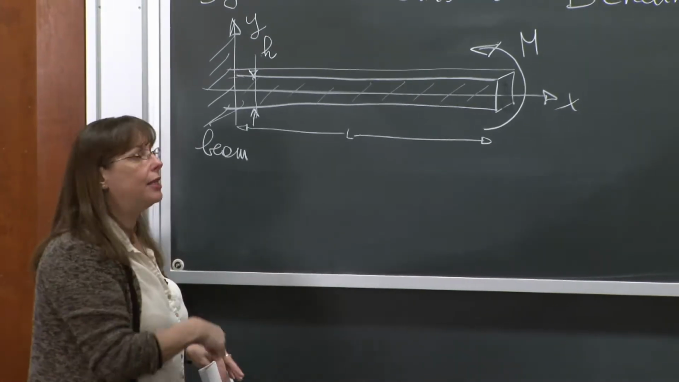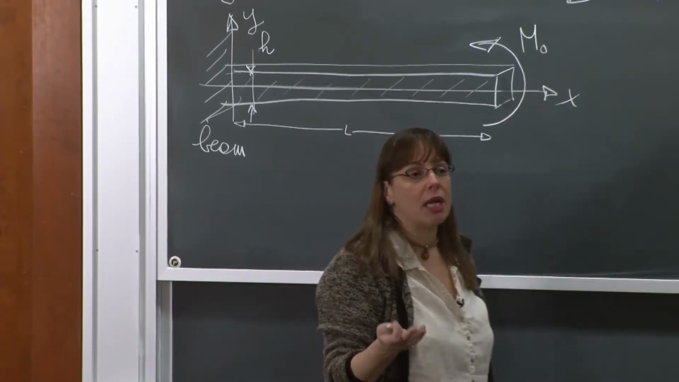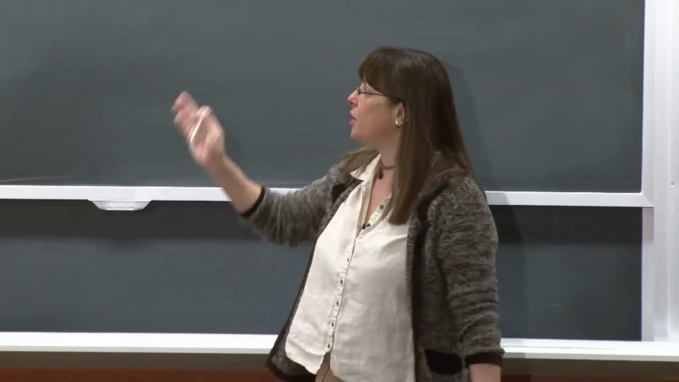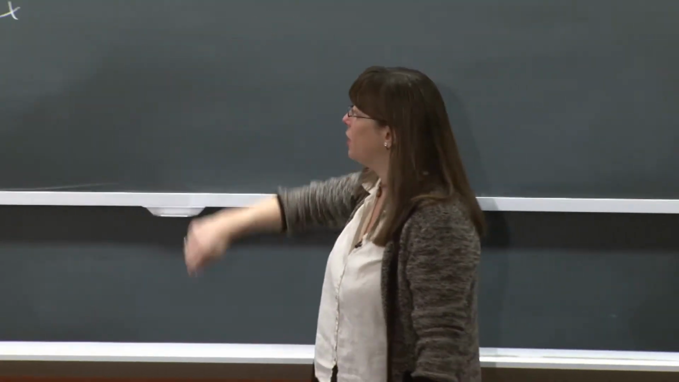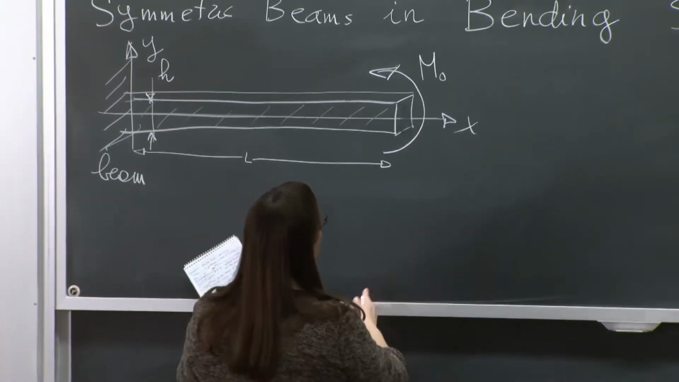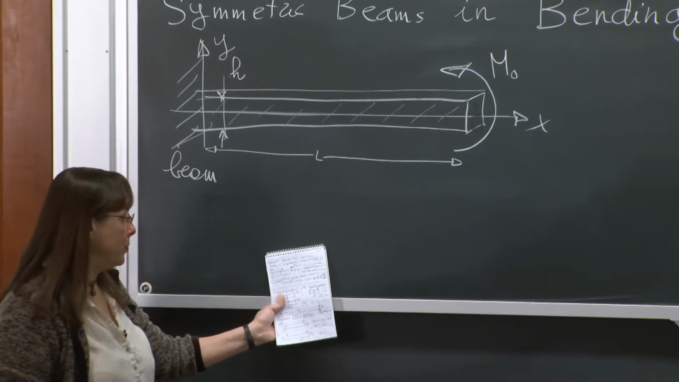Okay, so I'm applying that bending moment. Let's call it M0, just to remember that is something. The units are the same as the units of torque, that is Newton times meter. I'm applying 3 kilonewton times meter at the end of this beam. And we are interested in what happens inside the beam.